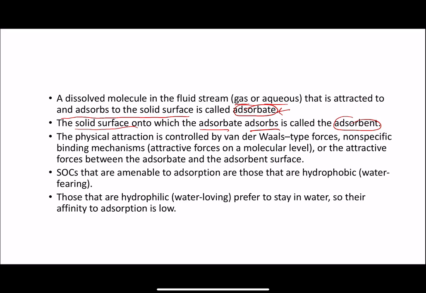Once they are adsorbed, there is a physical attraction controlled by van der Waals type forces, which is a non-specific binding mechanism. These are attractive forces on a molecular level, very small, between the adsorbate and the adsorbent surfaces. The synthetic organic carbon amenable to adsorption are those that are hydrophobic, which means water-fearing, they hate water. Those that are hydrophilic, which love water, prefer to stay in water, so their affinity to adsorption is very low. So you have to look at whether these chemicals are hydrophilic or hydrophobic.